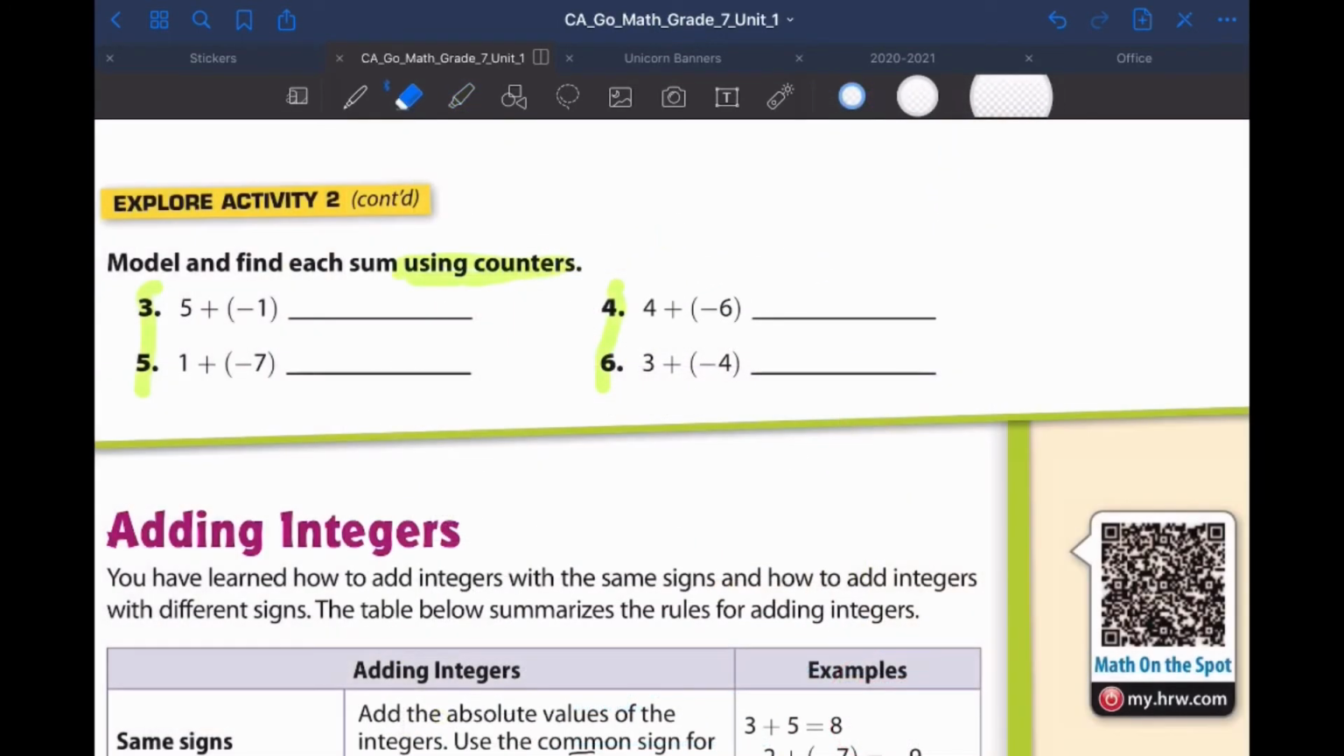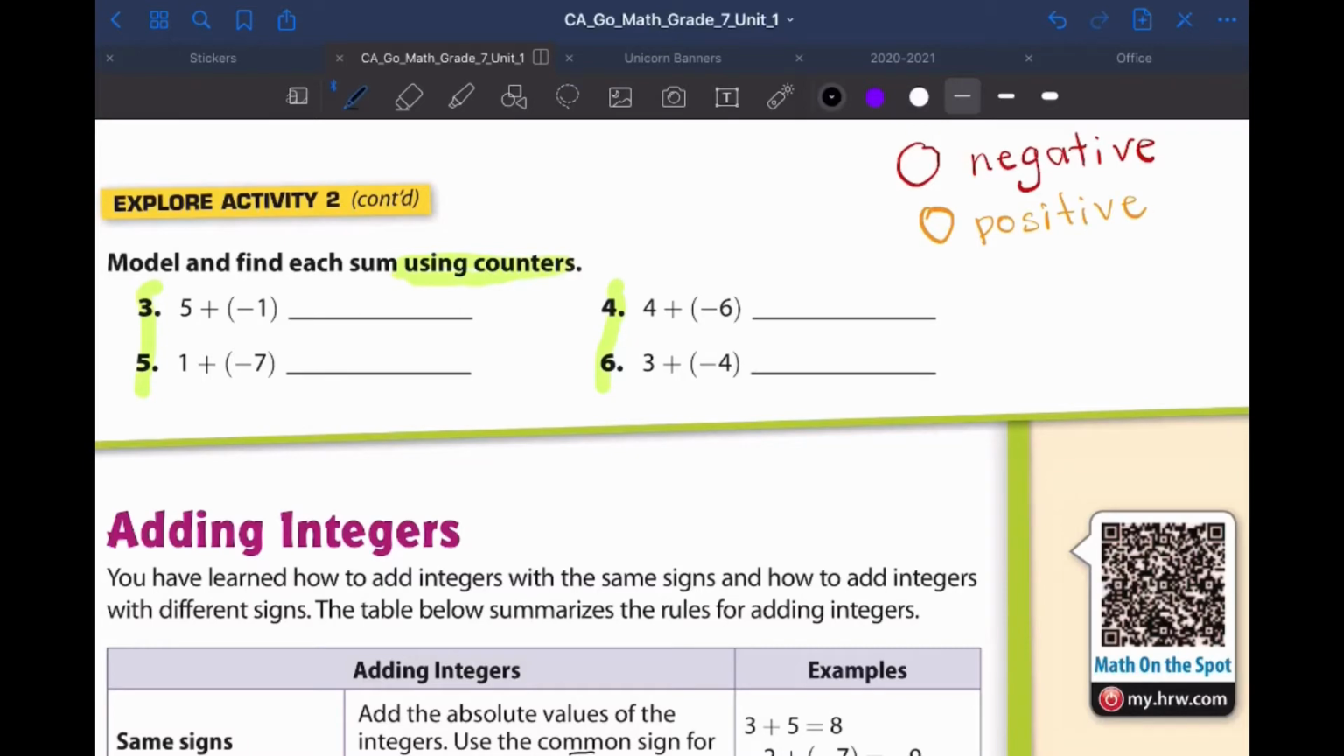I know that you don't have counters at home, so what you can do is draw red circles to represent your negative integer, and then yellow circles to represent your positive integers. If you don't have colors, then you can draw your circle and put the negative sign to represent your negative integer, and then a circle with the positive sign to represent your positive integer.